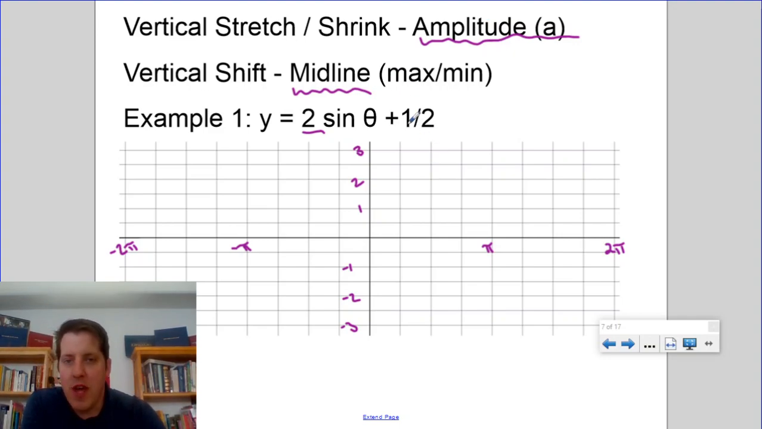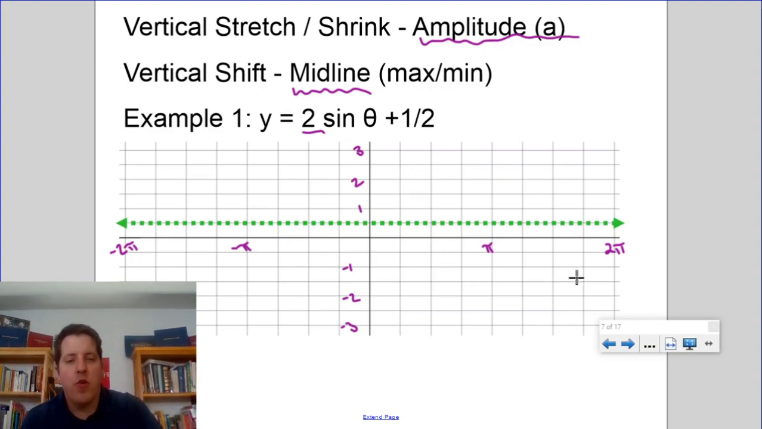Then the graph is going to have its midline shifted up by half a unit. So normally the graph is centered around the x-axis in terms of its amplitude. It goes from 0, its middle, to 1, its high, to 0, its middle, to negative 1, its low. But in this case, it's going to be shifted up by half a unit. So the first thing you should do when you're making a graph after you've labeled the axes is plot your midline.